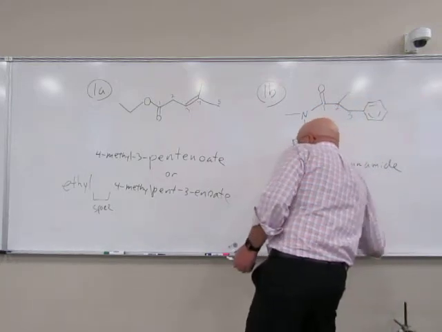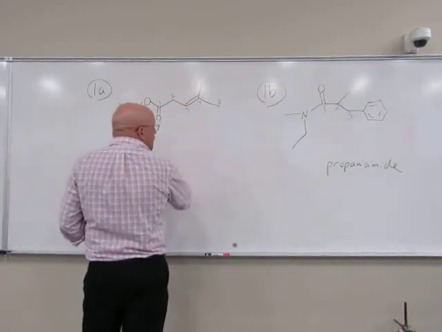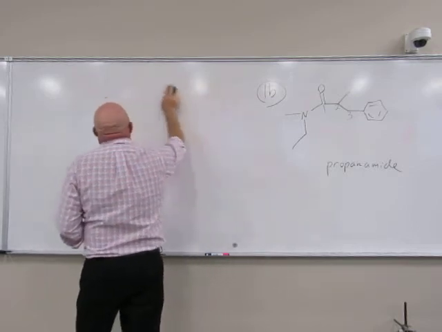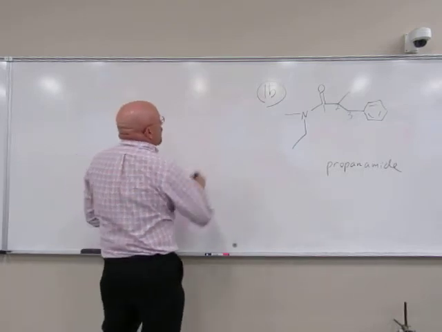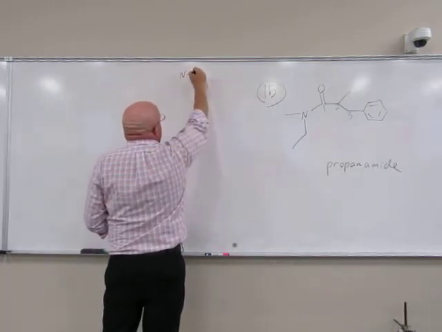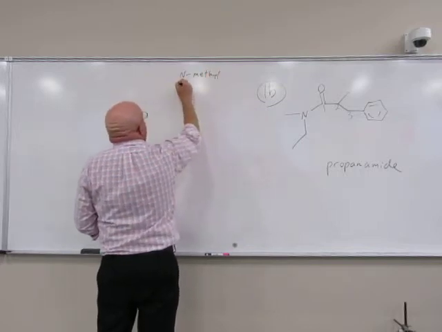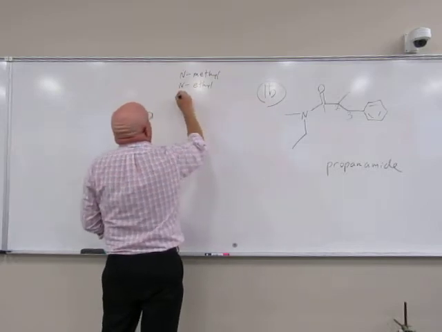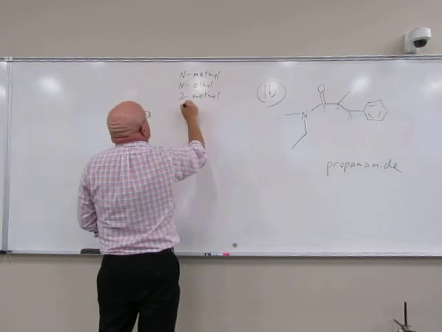We have our substituents to put on. Let's see what we have. We have a phenyl group, we have a methyl group, we have another methyl group, and an ethyl. Maybe we should just write things down here. Let's see. We've got a methyl on the nitrogen. We've got an ethyl on the nitrogen. We've got a methyl on carbon number 2. And I have a phenyl on carbon number 3.